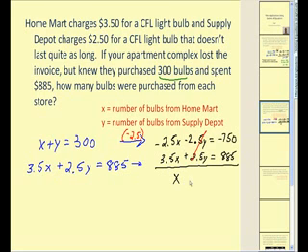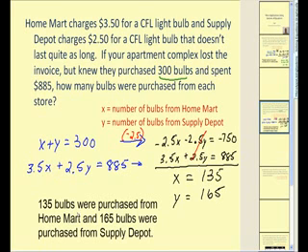So we're left with x equal to 135. So we know that there were 135 bulbs purchased from the HomeMart store. Since we know the sum of x and y must equal 300, we could replace x with 135, but you can probably see that since the sum equals 300, y must equal 165. As a result, we can conclude 135 bulbs were purchased from HomeMart and 165 bulbs were purchased from Supply Depot.